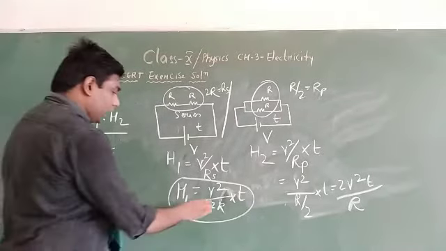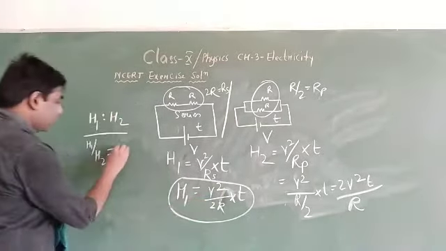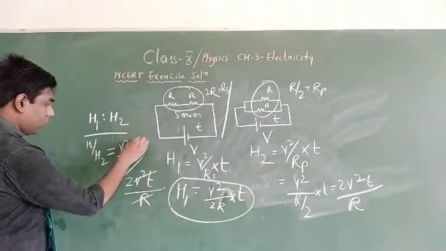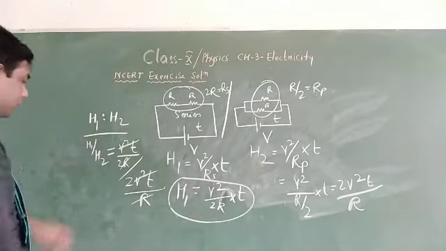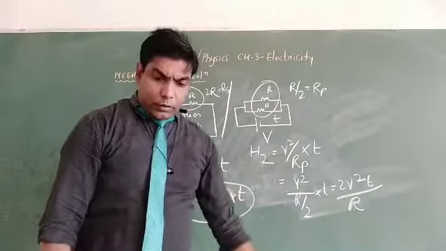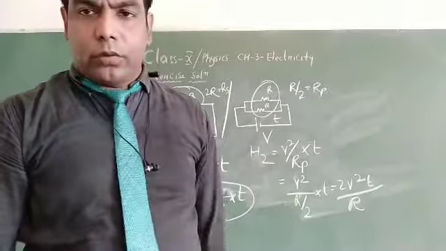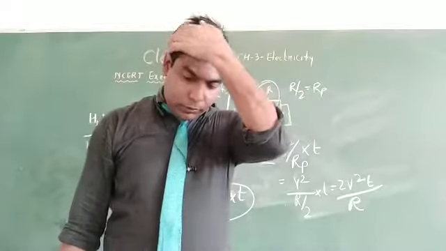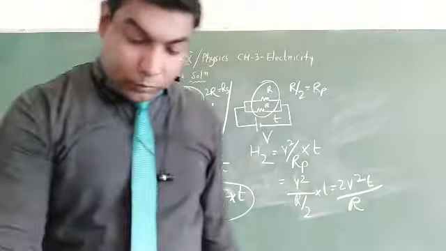So just put the values in H1 by H2. The common factors are V square and T, and R is the same. So H1 is to H2 is equal to 1:4. The options are: option 1 is 1:2, option 2 is 2:1, option 3 is 1:4, and option 4 is 4:1. So the answer will be C, that is 1:4.